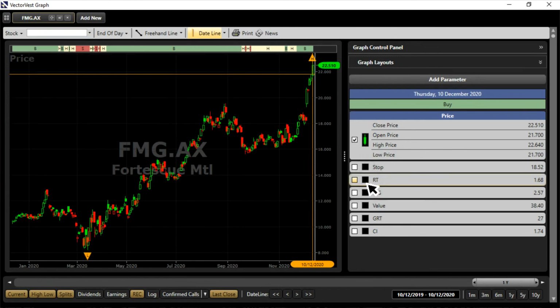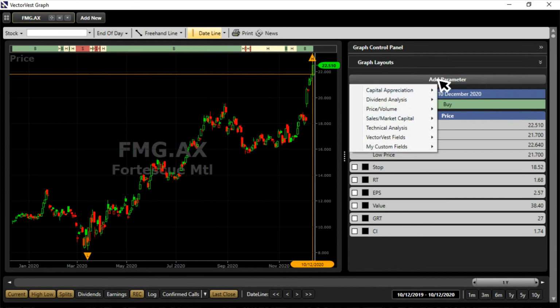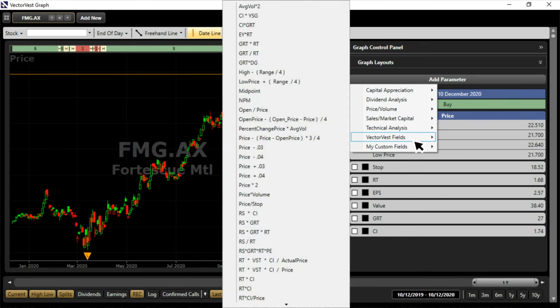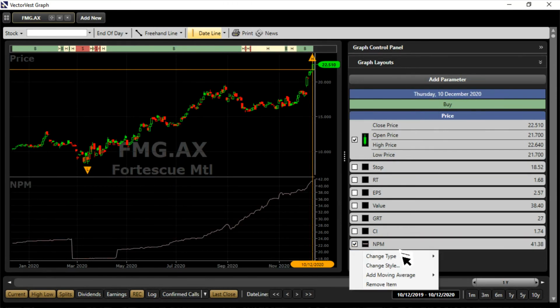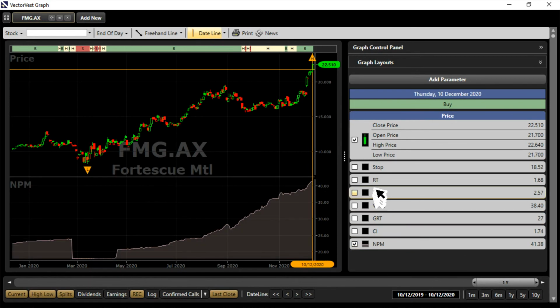What drives those earnings? So in VectorVest, I'm going to throw in this really useful parameter here, add parameter, and then VectorVest fields. And then I'm going to go to this one here called NPM, net profit margin. I'm going to open it up, and I'm going to put this one on. And I'm going to make it jump out just a tad.